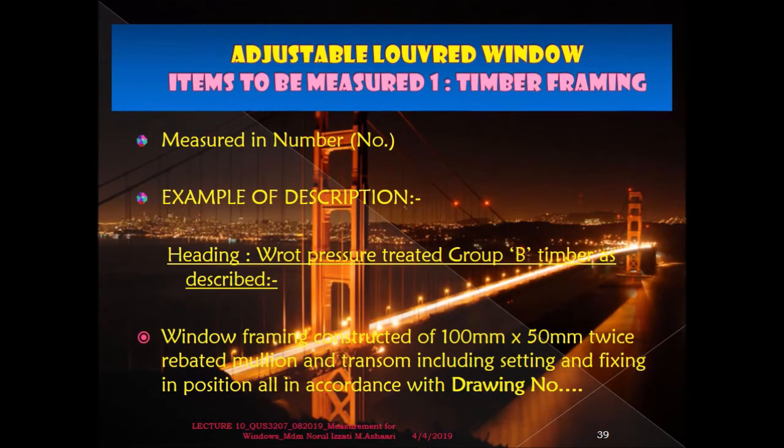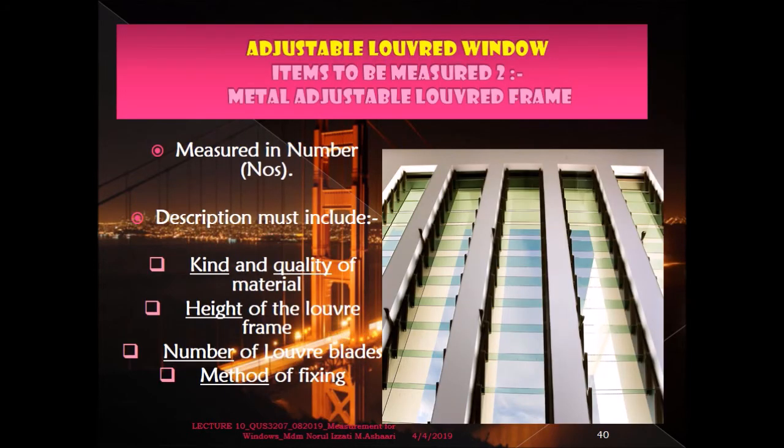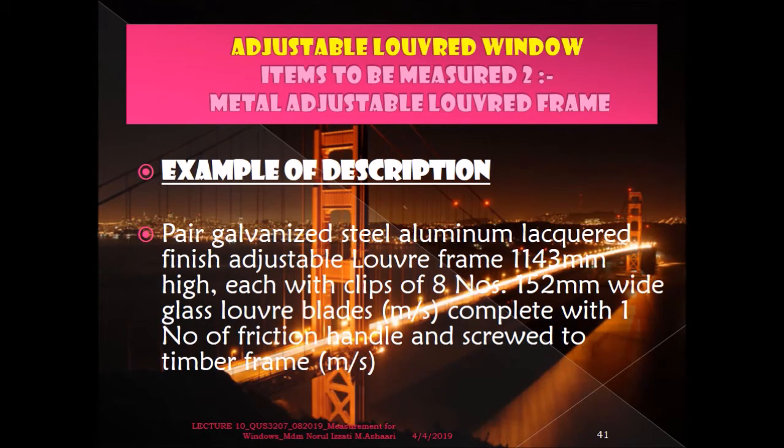Let's go to number 1, the timber framing. Same as before, under M.21, you have to measure in number and identify the type of timber, whether this is rough or pressure treated, either group A or group B. Don't forget to write the drawing as well. Then look at this example. The second item to be measured is the metal adjustable louvered frame. So we have to write this down according to the specification given.